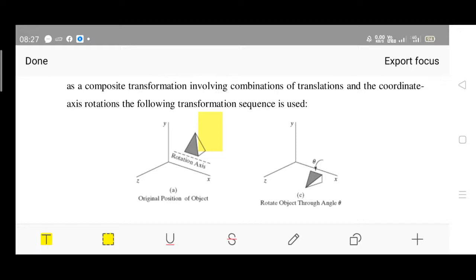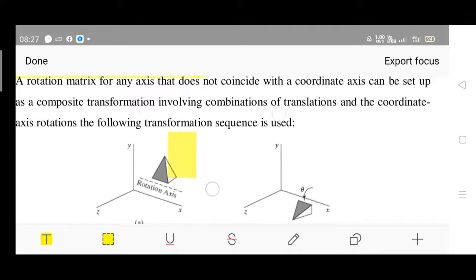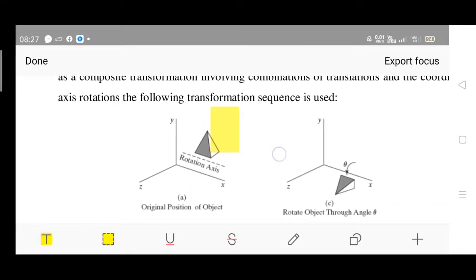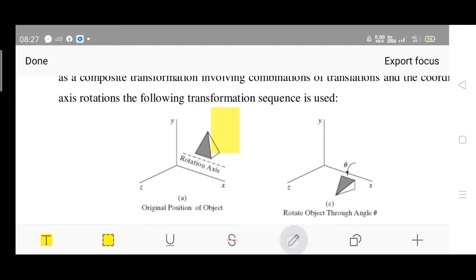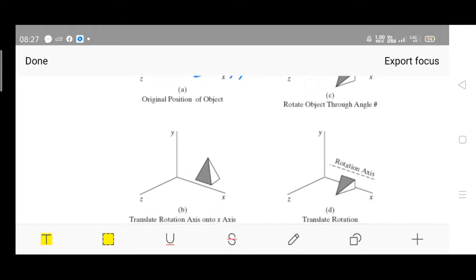So in diagram number 1, observe the statement: rotation matrix of any axis that does not coincide with the coordinate axis. The rotation axis taken is parallel to the x axis, but it is not exactly on the x axis, isn't it? So your job is to place it onto the x axis, perform the rotation, and translate it back to the initial position of the rotation axis. That's it. So your job is: first step, place it on top of the particular axis, go for rotation, then retranslate it back to the initial state.